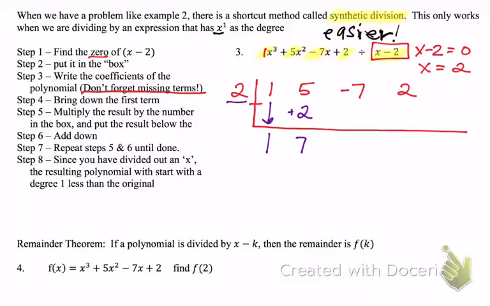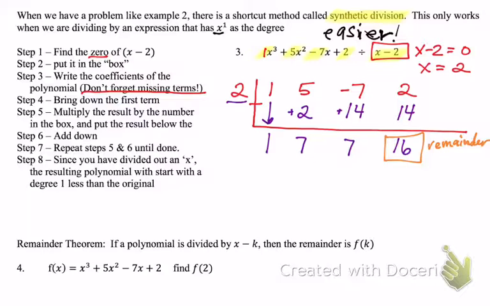I repeat the process again. 2 times 7 gives me a positive 14. I add negative 7, positive 14. That gives me a positive 7. Then I multiply again. 2 times 7 gives me a positive 14. My answer is 16. So the last number becomes my remainder. If you end up having a 0 in this last spot, then that would mean that your remainder is 0. In this case, 16 is my remainder, same as it was in example 2.